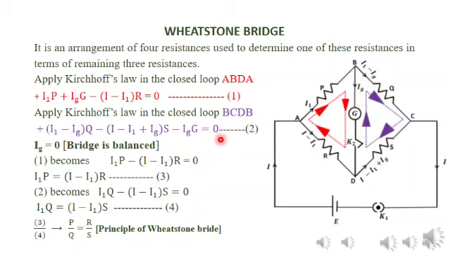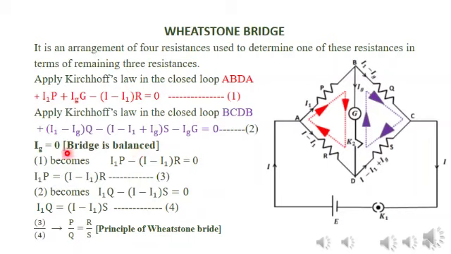We already know that when we change the resistance value in the circuit, the current changes. So we adjust the values of resistances P, Q, R and S such that no current flows through the galvanometer. That is, Ig equals 0. This situation, in which there is no current flow through the galvanometer, is known as the balanced condition, or we can say the bridge is balanced.